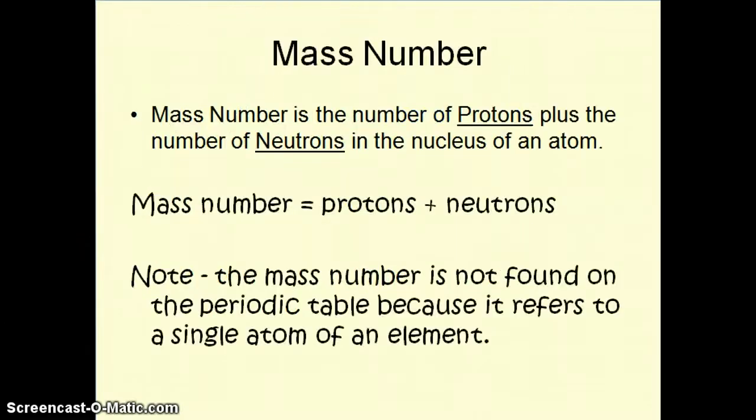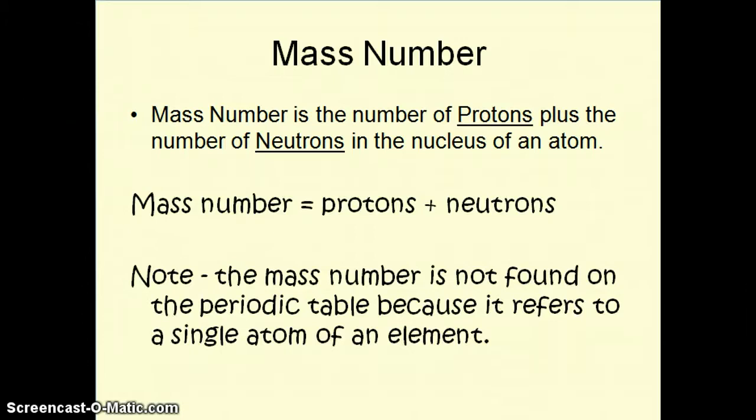Now, next to each symbol, you will also find a mass number, and the mass number is the number of protons plus the number of neutrons in the nucleus of an atom. Now, this is referred to as the mass number. This is not found on the periodic table. The reason for this is that it refers to a single atom of an element. And so the periodic table only deals with that element in general, with all of the atoms.